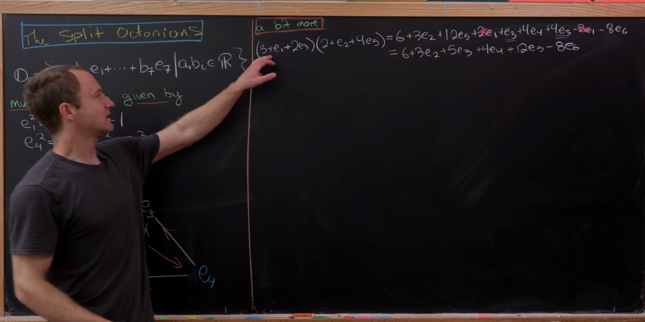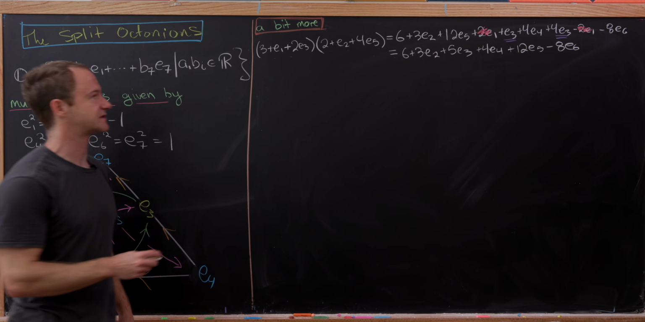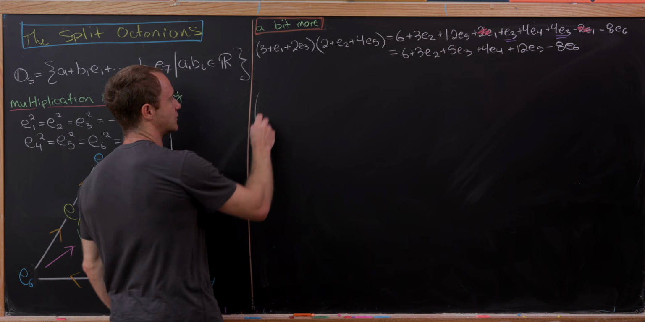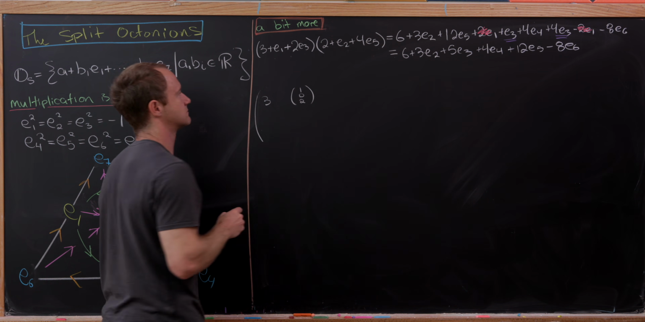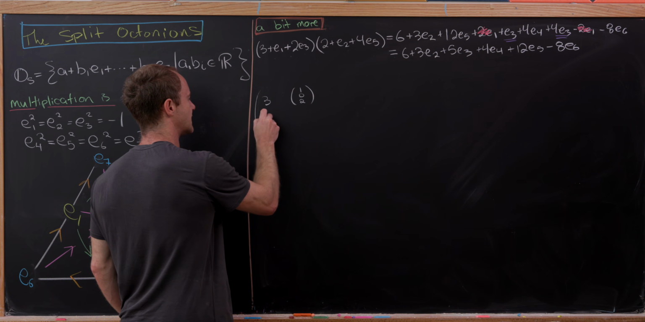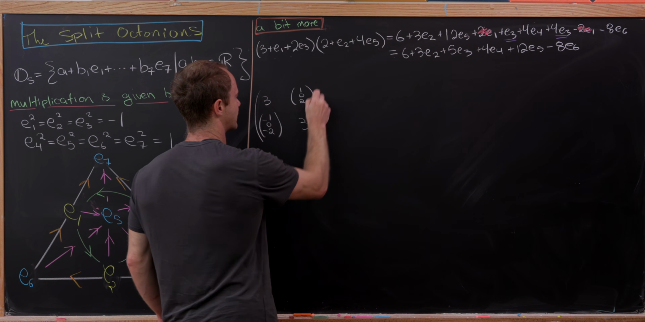Okay, so now let's turn these two octonions into those matrix vectors. So this first one looks like this. So we'll have 3 and then 1, 0, 2. So that's, using that rule that we described earlier. And then here we'll have negative 1, 0, negative 2, and then a 3 right here.